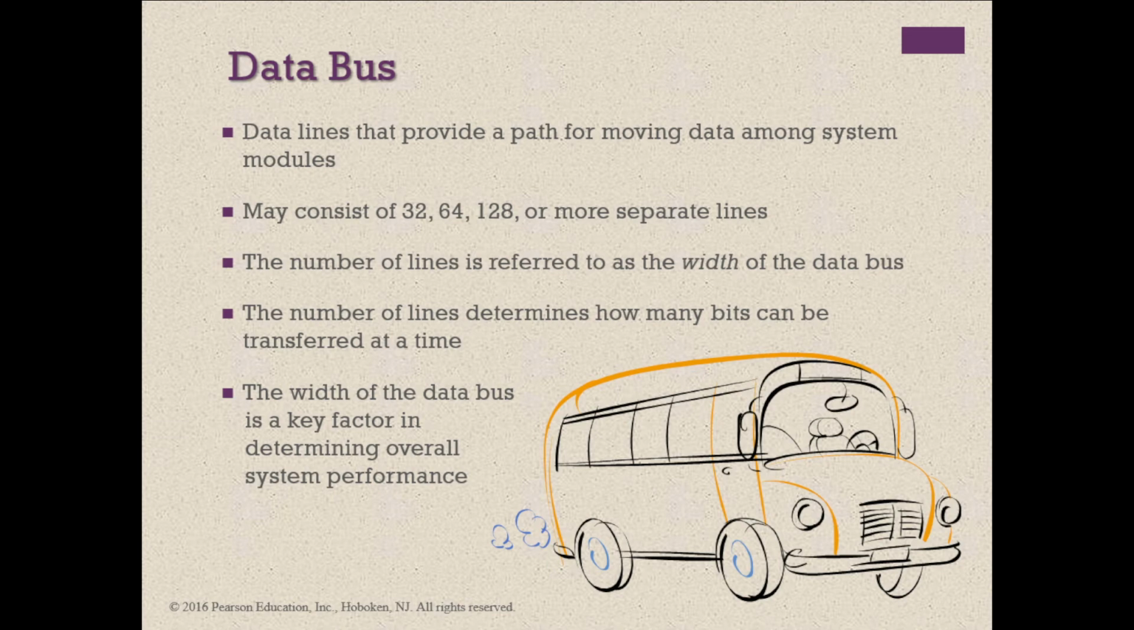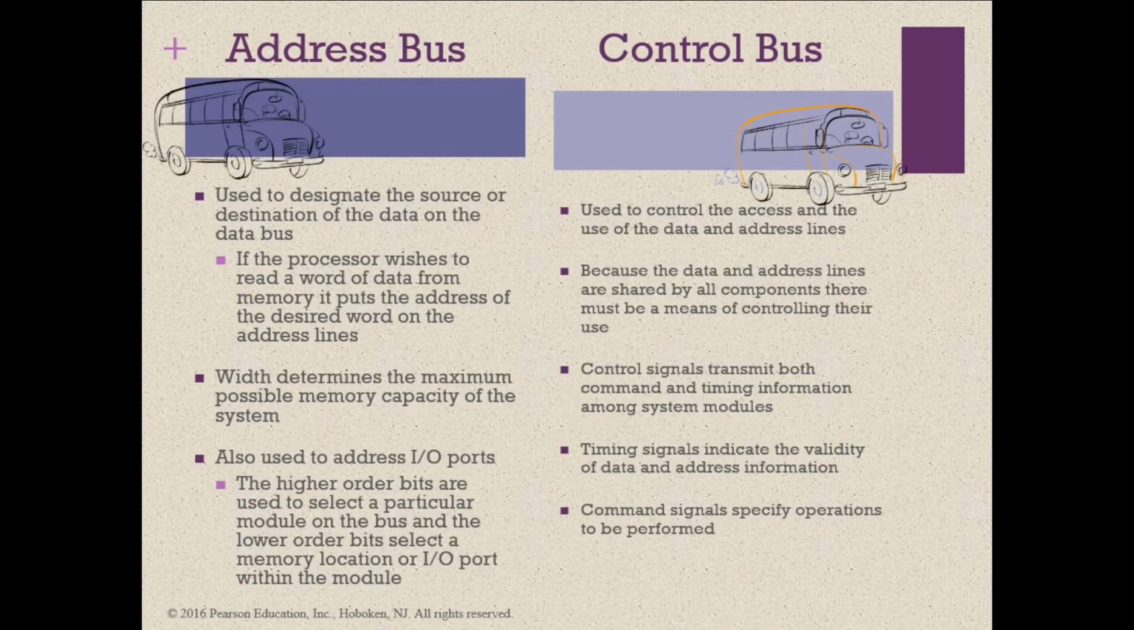Okay, another bus that we have to encounter here is the address and control bus. The address lines are used to designate the source or destination of the data on the data bus. For example, if the processor wishes to read a word, which can be 8, 16, or 32 bits of data from memory, it puts the address of the desired word on the address lines. Clearly, the width of the address bus determines the maximum possible memory capacity of the system.